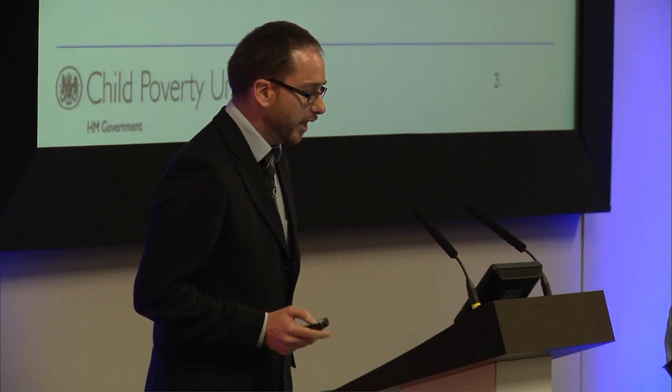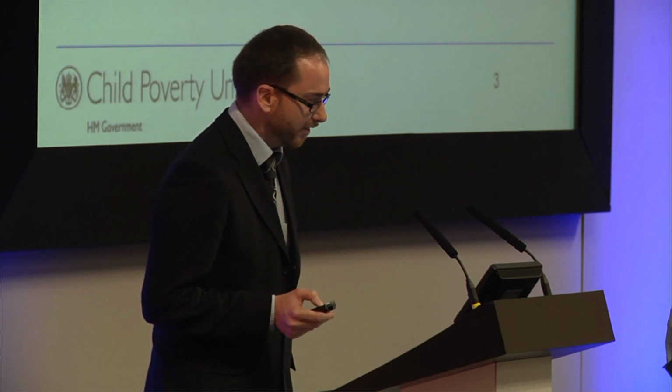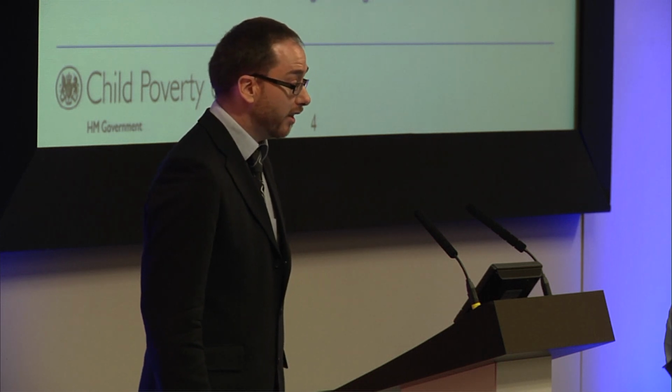So with all those measures, why were we consulting on better measures of child poverty? Well, we think if we're going to successfully end child poverty, we must be able to measure it, understand the drivers, and tackle the root causes. So the government thinks that the current measures have some shortcomings.